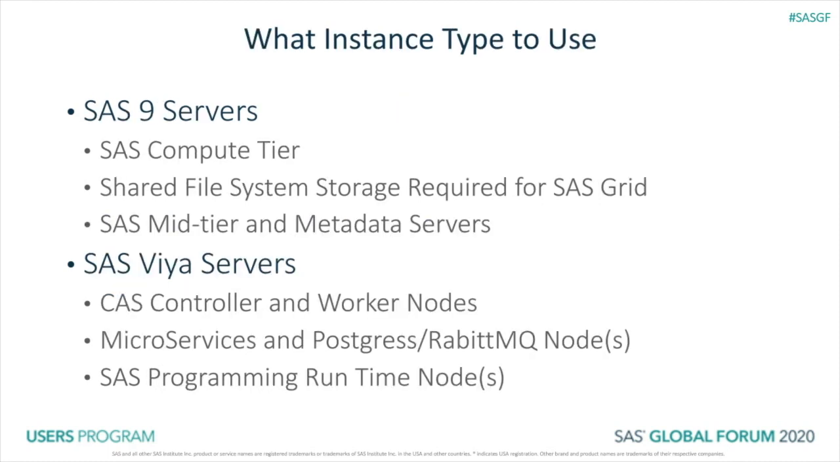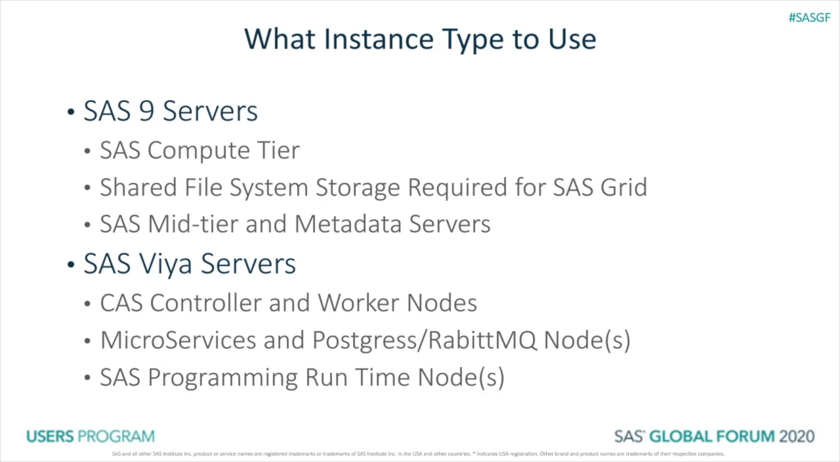So let's get into some general information about what's going on. Whether you're a SAS 9 user with your compute tier, and if you're running SAS Grid, there will be multiple compute tiers that are having to do heavy analytics. Your requirement of a shared file system for storage for these compute tier nodes for SAS Grid, and your mid-tier and metadata servers, or you are a Viya user with the CAS controller and worker nodes, which would be, from a SAS 9 perspective, similar to the compute tier, microservices and Postgres, and then also your SAS programming runtime node.